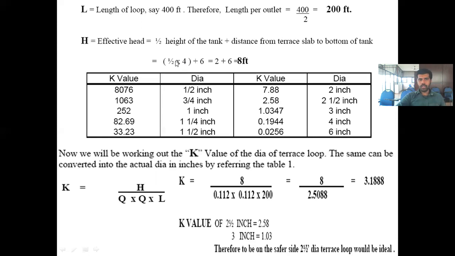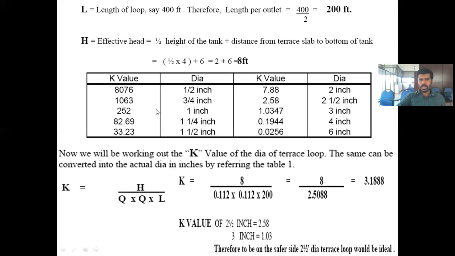So half into 4 equal to 2, 6 plus 2 is equal to 8 feet. That is the effective head, 8 feet. It will differ according to our questions, our applications and the site conditions. This head will be changing. This H as well as this L will be changing. For the time being of this question, we got H as 8 feet and L as 200 feet.